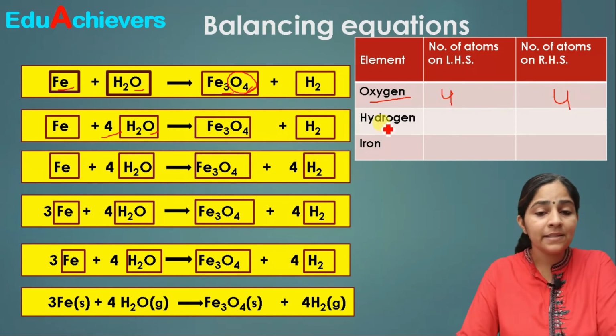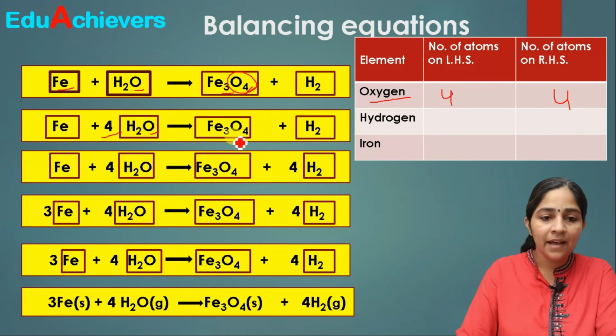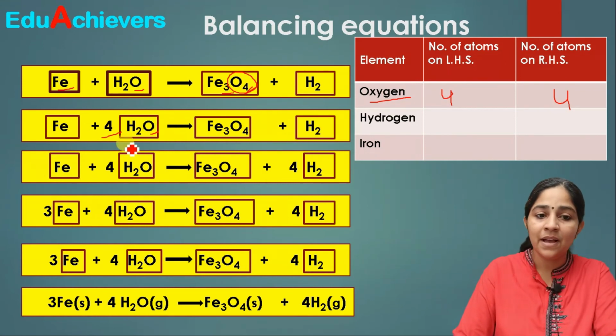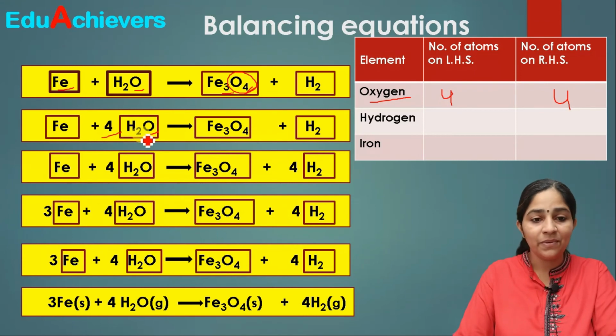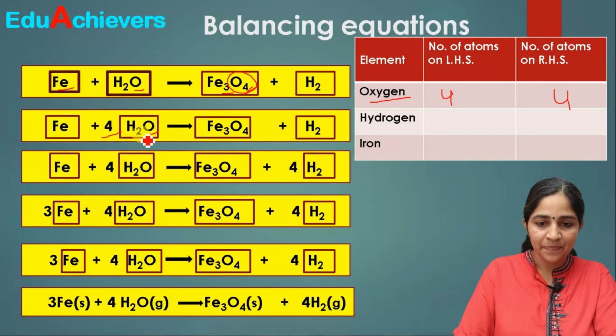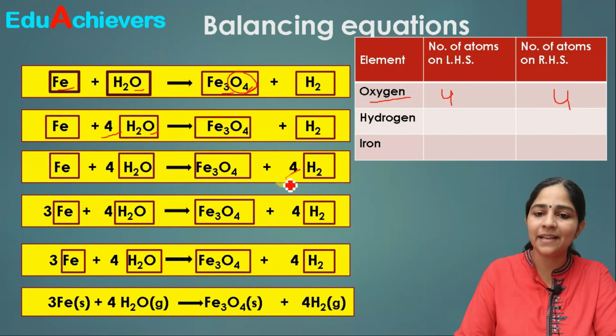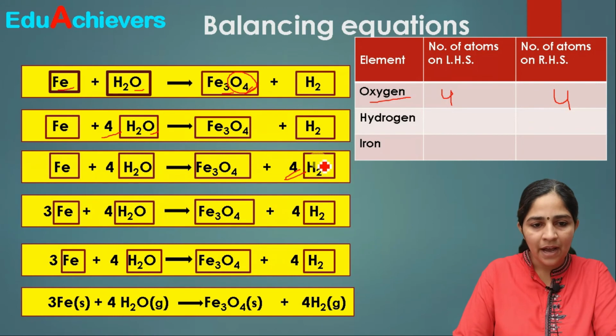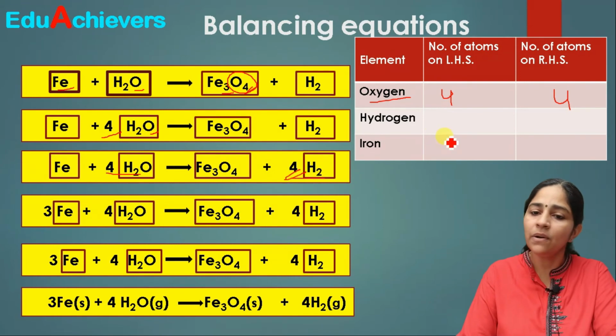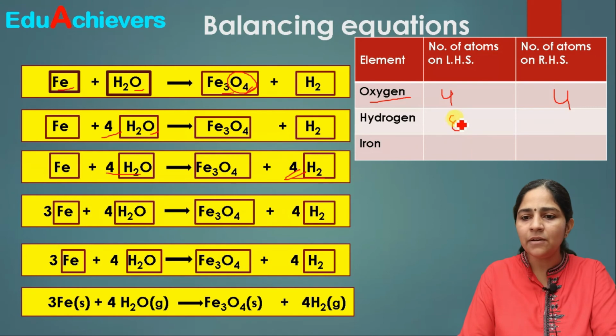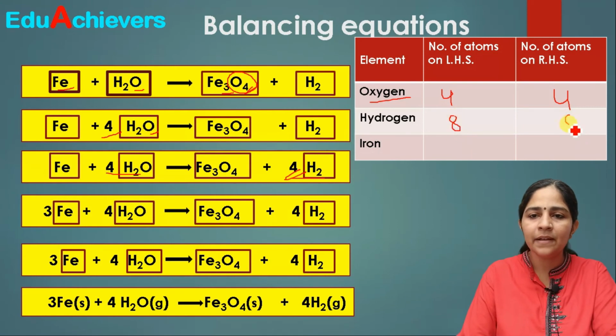Now the next thing that has become more is the number of hydrogen atoms. Now it is 4 into 2, that means hydrogen has become 8. So now let's balance hydrogen. For balancing that, we have put 4 as a coefficient on the right hand side. So now the number of hydrogen atoms is 4 into 2, 8 and 4 into 2, 8. That means hydrogen is also balanced now. Fine. So the number of atoms will be 8 on both sides of the reaction.